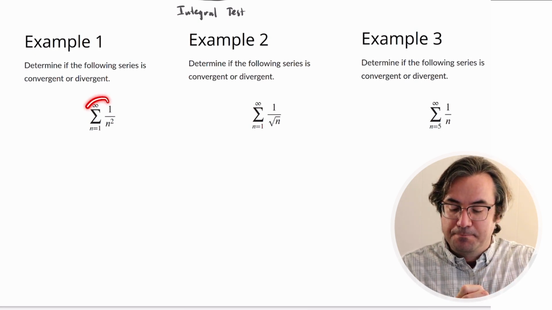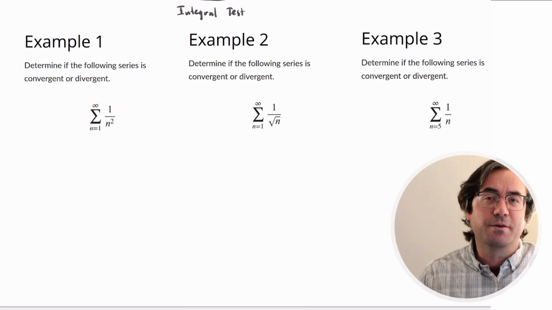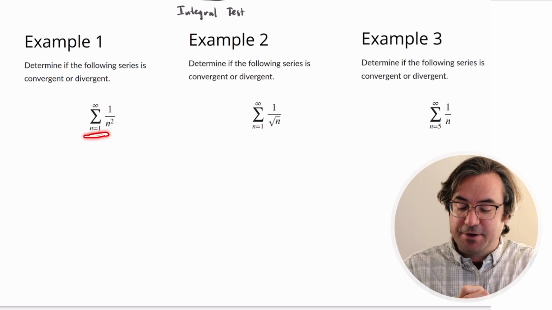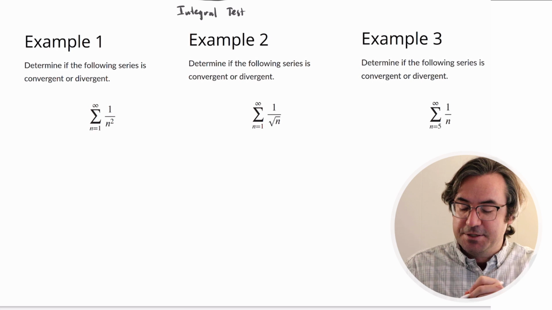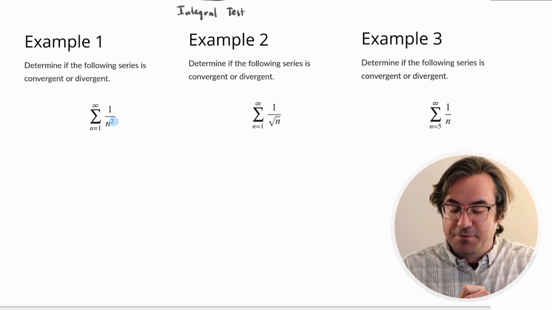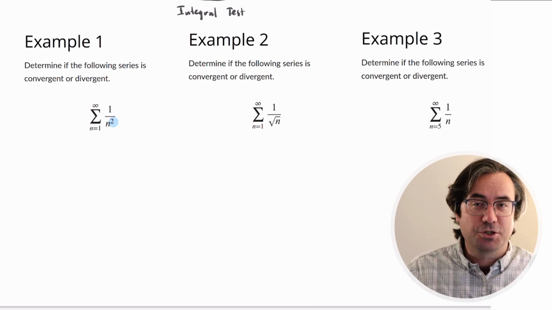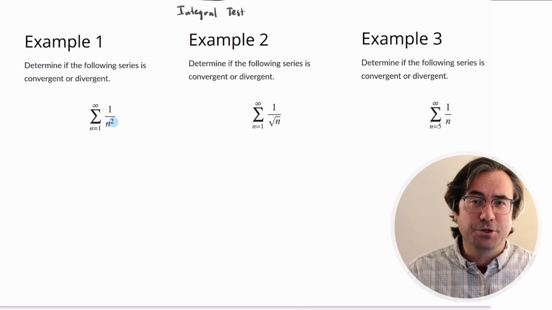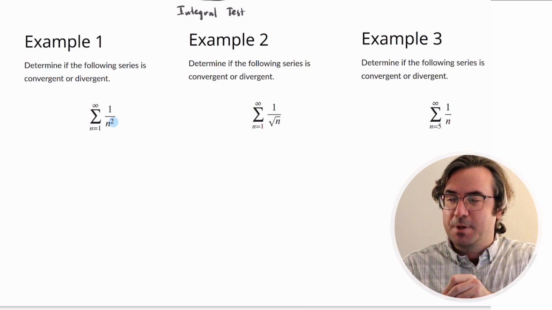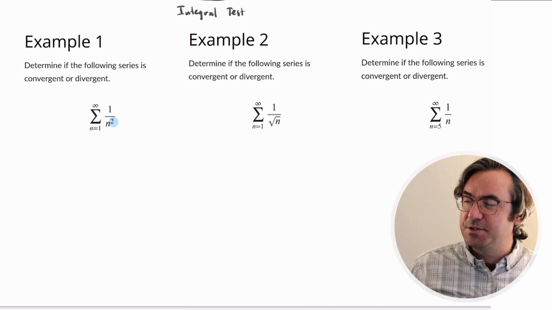So what do we have here? Let's look at the first example. We want to figure out if this series is convergent or divergent. So it's a p-series, and we want to figure out what the p-value actually is. So that's the first thing. It's a power function, 1 over n raised to the power 2, and it's that exponent that's our p-value.